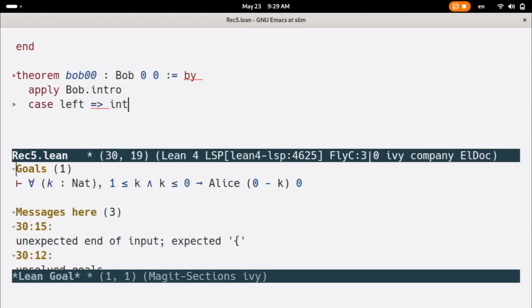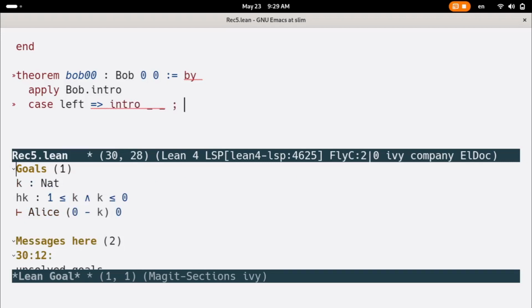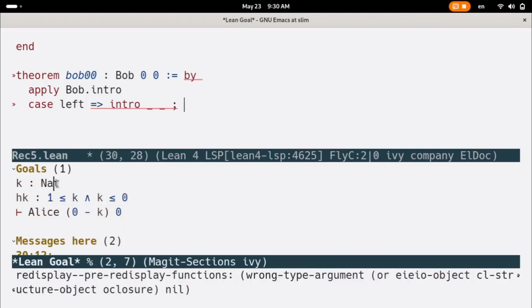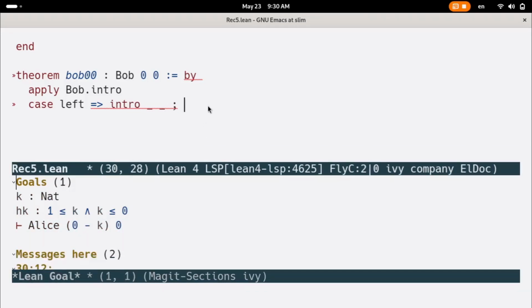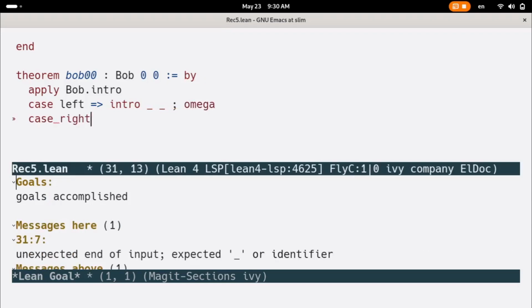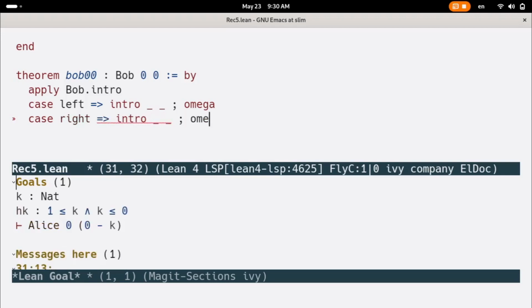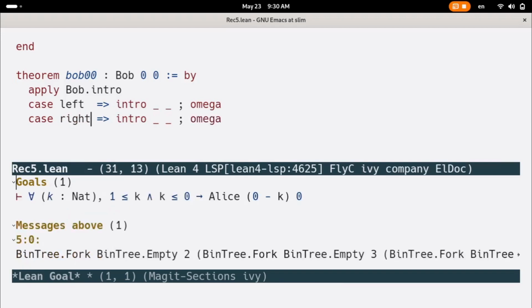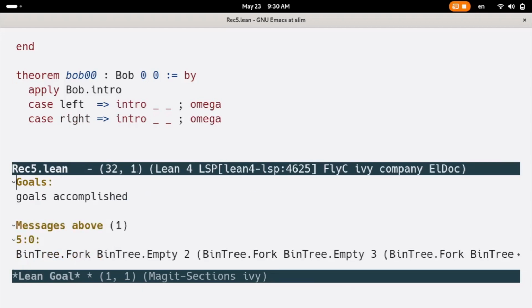Now we solve case left. We introduce k and hk, and we have to prove Alice 0 minus k 0. But notice that we already have a contradiction in the hypothesis, so we can apply omega to finish the proof. Similarly, in the right case, we have a contradiction, so we can apply omega again, and that proves that Bob wins the game 0-0.